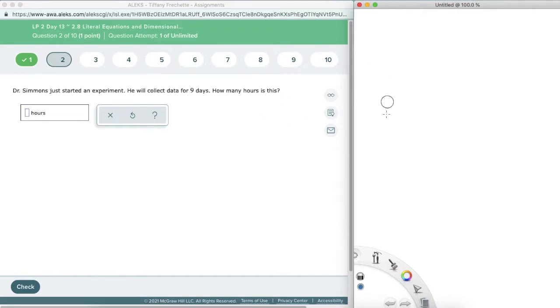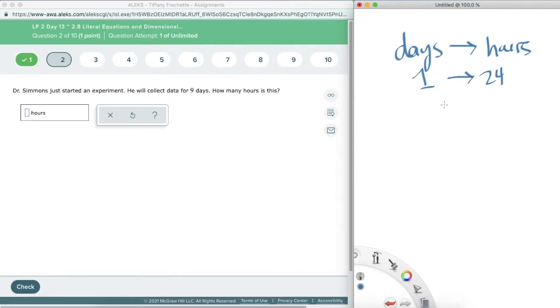So if we're looking at this and we have days and we want to go to hours, well, they haven't given us a conversion, have they? They're assuming we know this conversion. This one should be pretty well known at this point in our lives, right? 1 day equals how many hours? Well, 24 hours, right? Hopefully everybody knows that conversion.